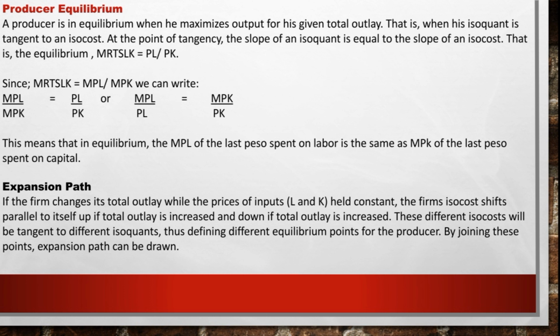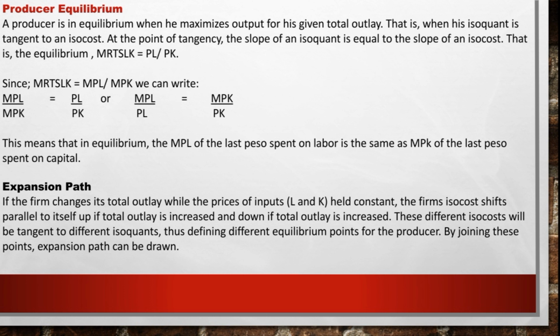Since MRTS of L for K is equal to MPL over MPK, we can write MPL divided by MPK is equal to PL divided by PK, or MPL divided by PL is equal to MPK divided by PK. This means that in equilibrium, the MP of the last peso spent on labor is the same as the MP of the last peso spent on capital.